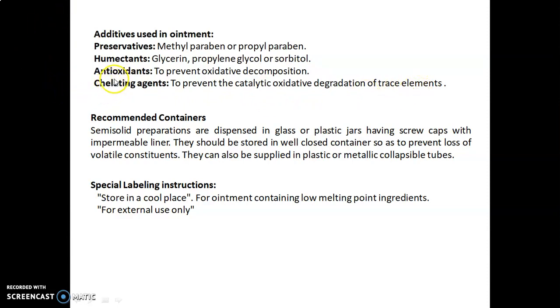Examples of antioxidants are BHA, butylated hydroxyanisole, or BHT, butylated hydroxytoluene. In the case of chelating agents, the best example is EDTA, ethylenediaminetetraacetic acid, which is also known as a sequestering agent.